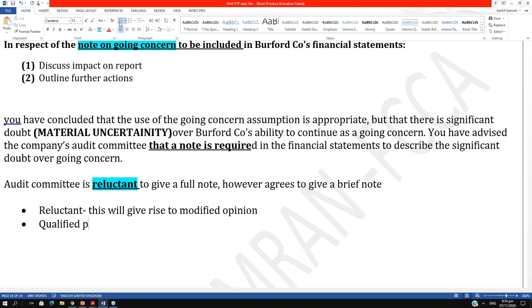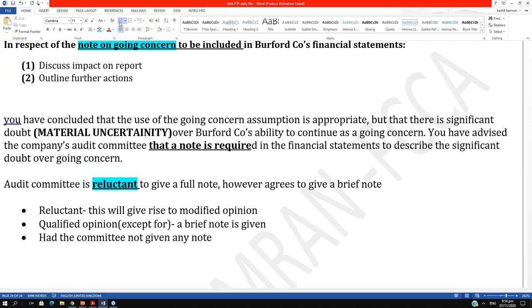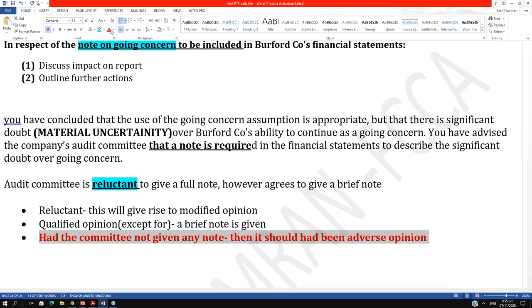Now some might argue, why not an adverse opinion? Qualified opinion, which is also known as an except for opinion. The reason for that is a brief note is given. Had the committee not given any note, then it should have been an adverse opinion. Please remember this. Look at my bullet number 3. Had the committee not given any note, it would have been an adverse opinion. But in this case, they have given a brief note.